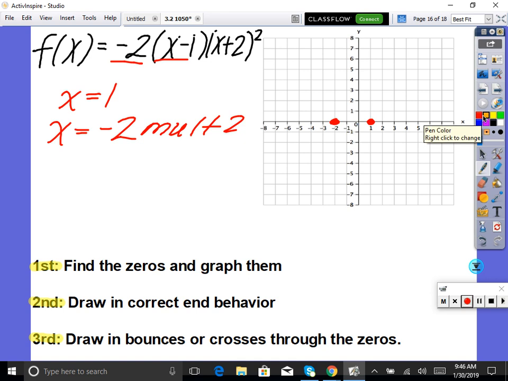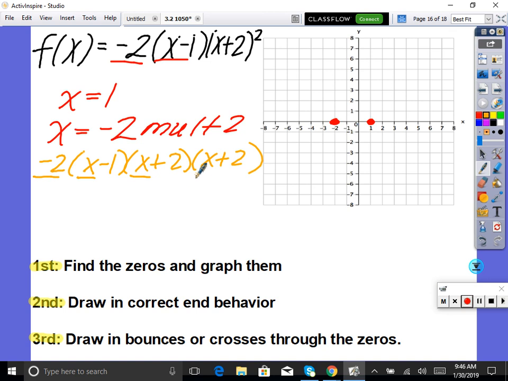Next thing, the reason we have to be careful is because the negative 2 will affect our end behavior. So isn't it true that for end behavior, all we need is the leading term? So I need to actually not multiply out the whole thing by any means. I need to multiply out the leading term. So what we really have is negative 2, x minus 1, x plus 2, x plus 2. So watch me multiply out the leading term. Negative 2 times x times x times x. That would be negative 2x cubed, right, everybody?